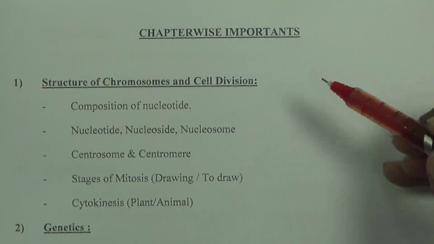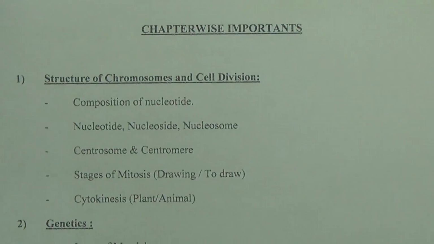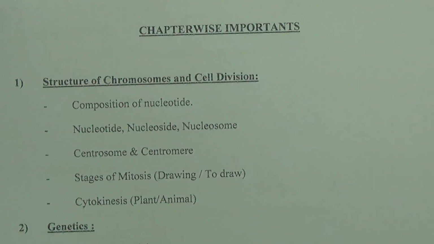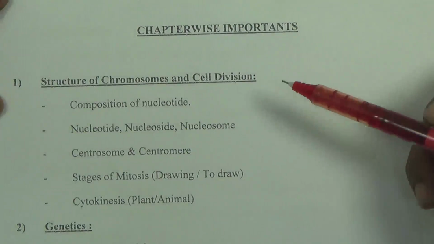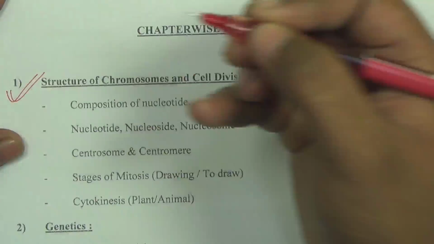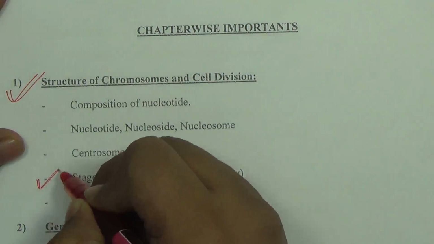Okay, so you have to pay attention to that. So students, this is your chapter wise important topic. So we will discuss all the different chapters and the important topics, questions that can come. So the first chapter of your syllabus is structure of chromosomes and cell division. Very important chapter with respect to your diagram type questions, because stages of mitosis will come.